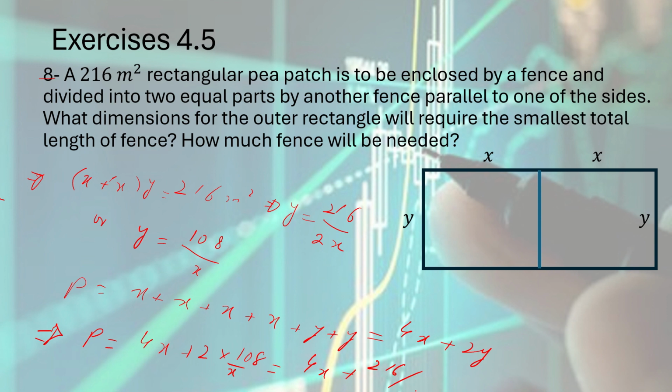Now we have to differentiate this to get the minimum value, to minimize the smallest total length. So we have to minimize this one. So how could we do? We take P dash and equate that to 0. So you know the derivative of 4x is 4, and then we have minus 216 divided by x squared is equal to 0. And from here you can simply find the value of x, because you will say 4 is equal to 216 divided by x squared, or 4x squared is equal to 216, and then you can simply find the value of x, and then you can find the value of y as well.